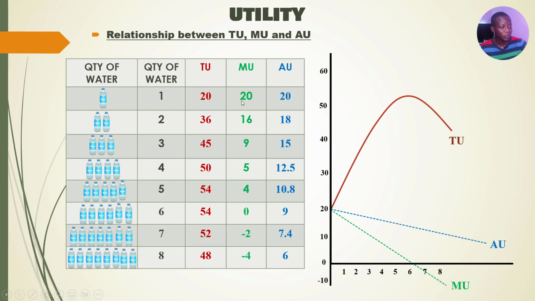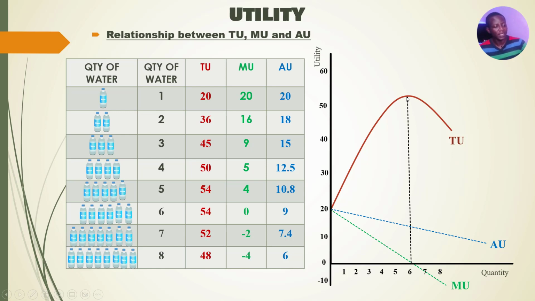If you have to compare the values, the rate at which marginal utility is falling from the first bottle of water to the second bottle of water, we have a difference of 4. Whilst on the average utility column, from the first bottle to the second bottle, we have a difference of 2. And this is true as the values keep falling and falling for the marginal utility and that of the average utility. So let's establish something here. We can see that as marginal utility was 0, the total utility was at its maximum.